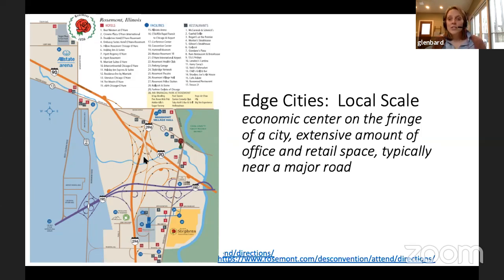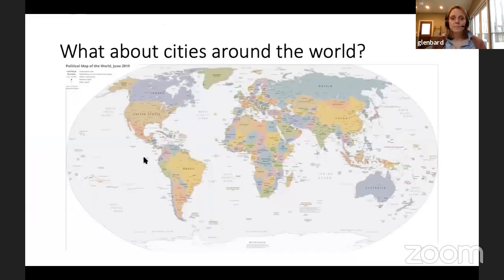So that idea of the edge city, again, it's on the fringe. We're going to find office and retail space near major roads. So how does that connect to other things that we've learned? When we start talking about development and interconnectivity, how do we maintain that interconnectivity as we're moving outside of our norm?